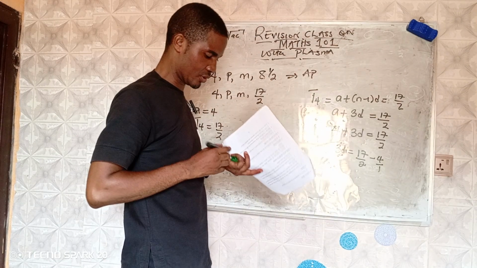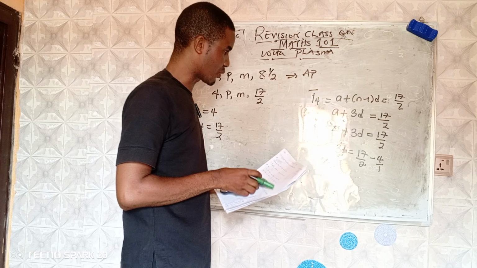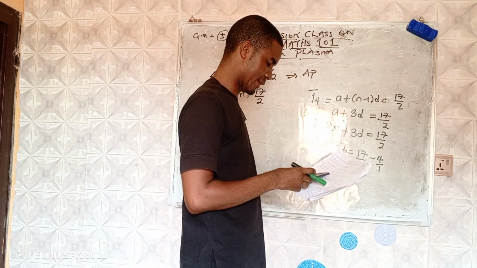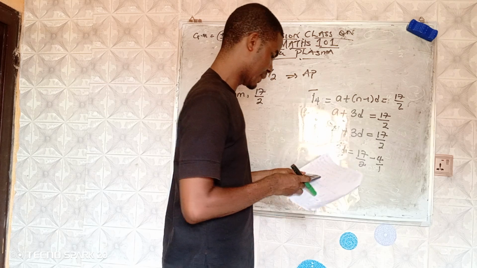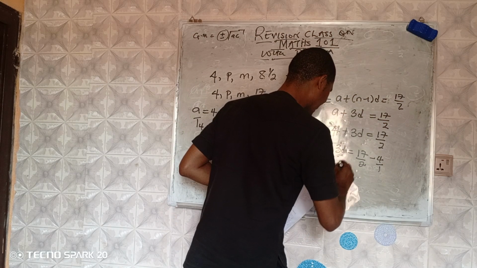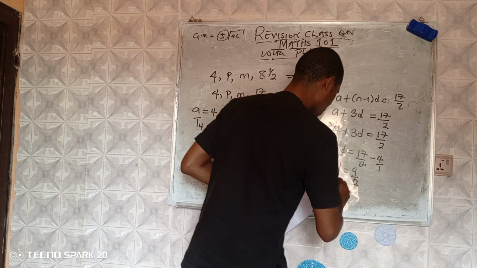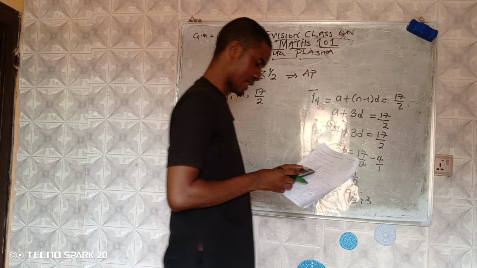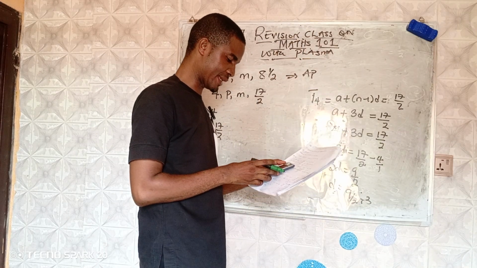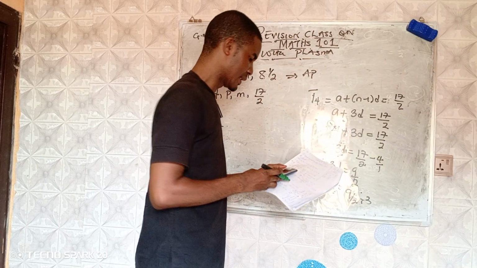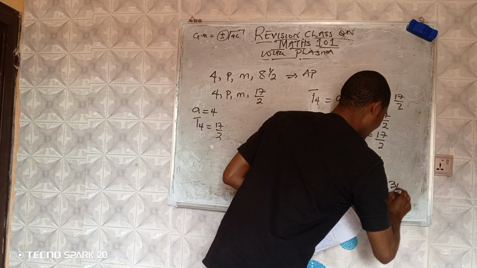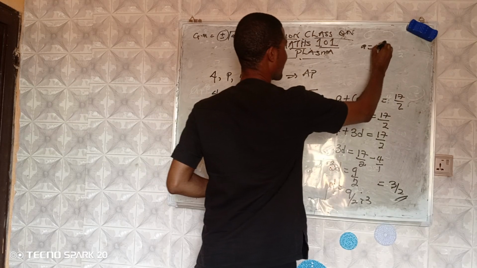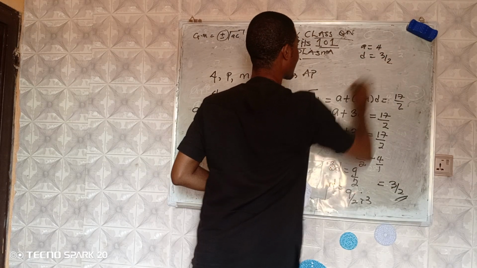So I can use my calculator to help myself out there. If I want to find the value of 17 over 2 minus 4, it's going to give me 9 over 2. 3D equals 9 over 2. So that D becomes 9 over 2 divided by 3, which is going to give me 3 over 2. So I've got the value of my A given as 4, and my D is 3 over 2.